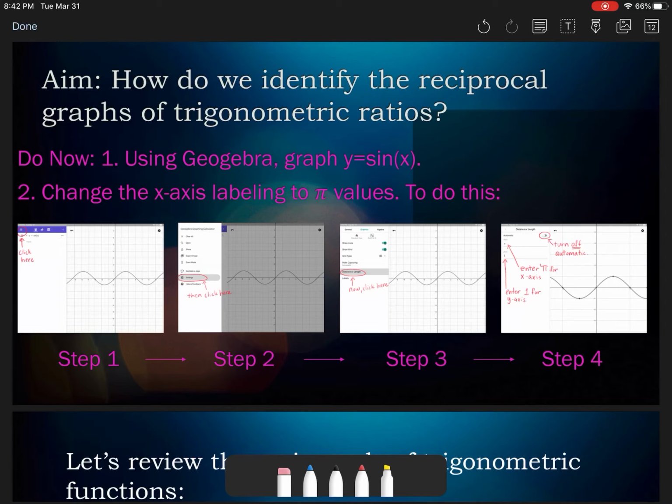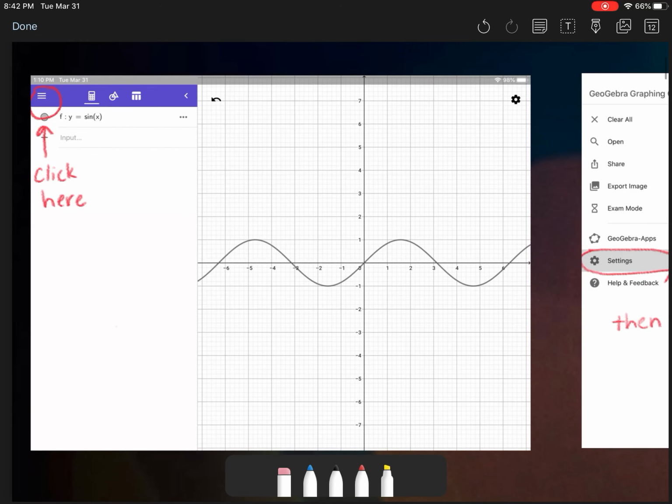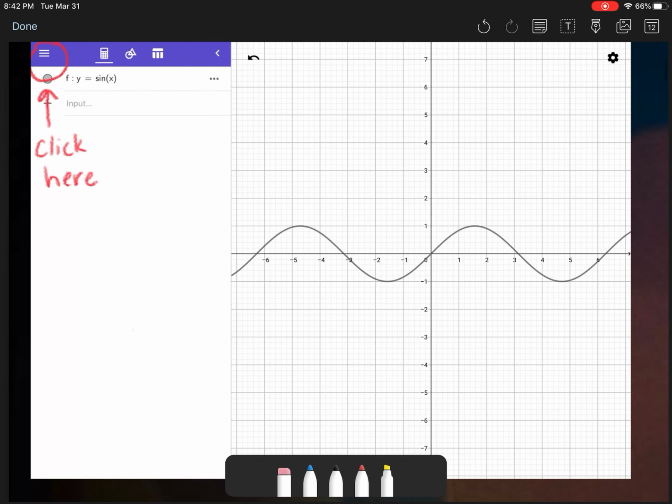Okay, so let's start with a quick little do now. Using GeoGebra, graph y equals the sine of x. So please open up GeoGebra, plug that in, take a look at the graph. Okay, now this is actually the graph that we have here. So that's what y equals sine of x looks like.